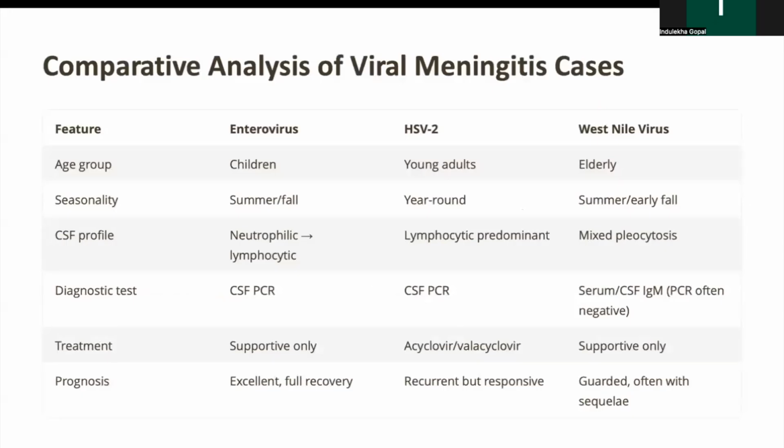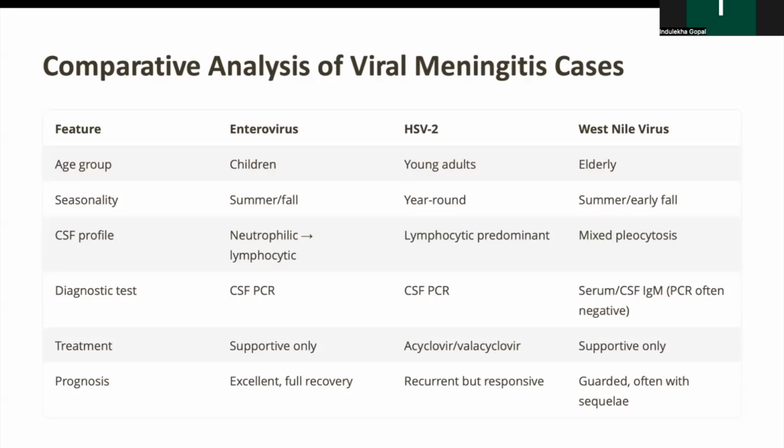The comparison between the three types of viral meningitis we talked about: for enterovirus, the age group is children; for HSV2, young adults; for West Nile, it can be elderly. Seasonality: enterovirus, summer and fall; HSV2, year-round; West Nile, summer and early fall. Neutrophilic predominance initially for enterovirus, subsequently changing to lymphocytic, but HSV2 is lymphocytic predominance. For West Nile, it can be mixed pleocytosis.